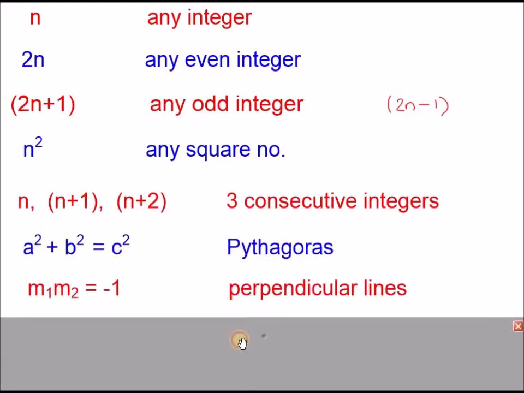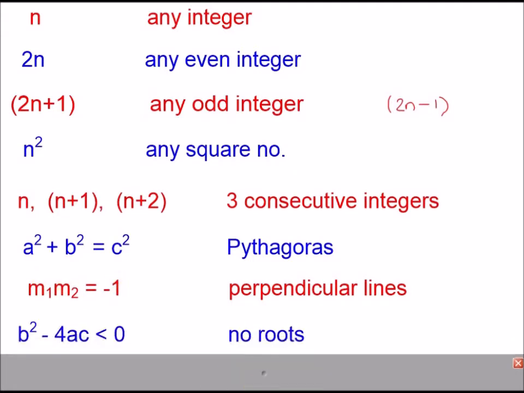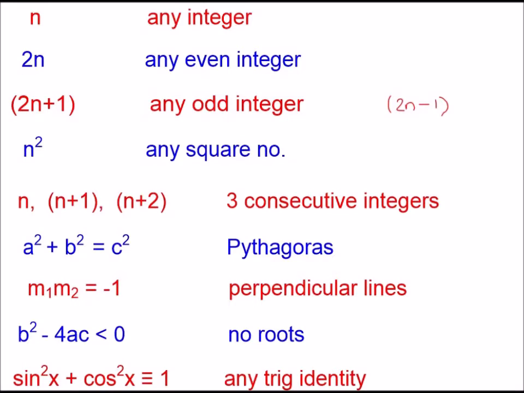Pythagoras' theorem. Lines are perpendicular if their gradients multiply to give minus 1. If there are no roots for a quadratic, then b squared minus 4ac is negative. And we can use any trig identity, and so on.